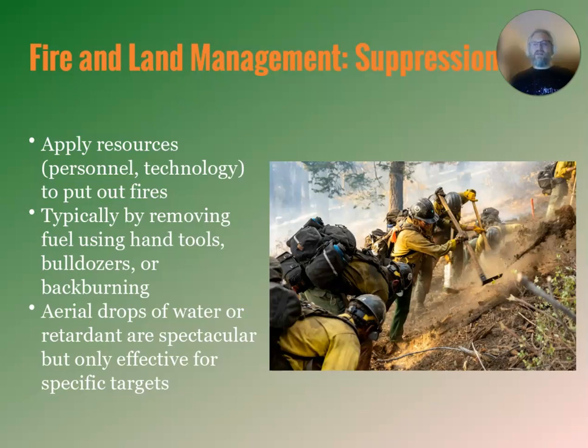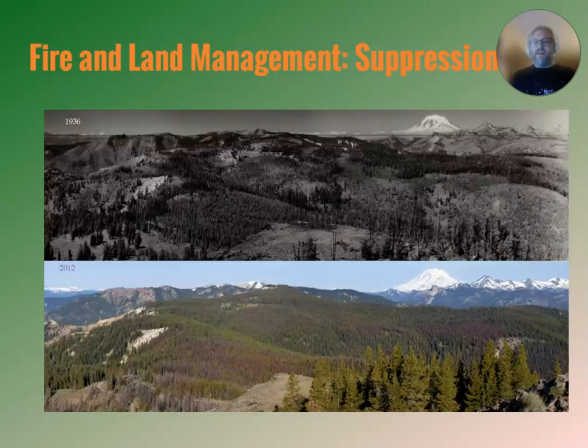So that can be used to protect certain specific targets. So if you have a house that's in the path of the fire, you might drop fire retardant right on that house to help protect it. But you're not going to put out the entire fire by doing that. You're just not going to be able to get enough water and fire retardant up into the air and onto the fire in time to do it. So suppression can be a way to protect people from fires. The catch with suppression is that the longer you do it, the harder it gets.